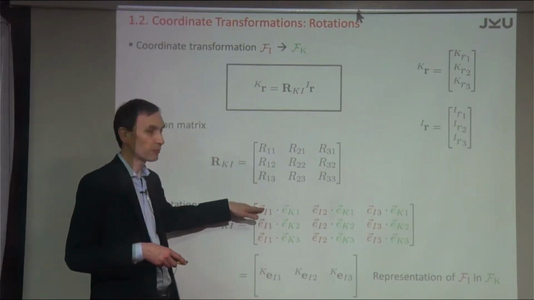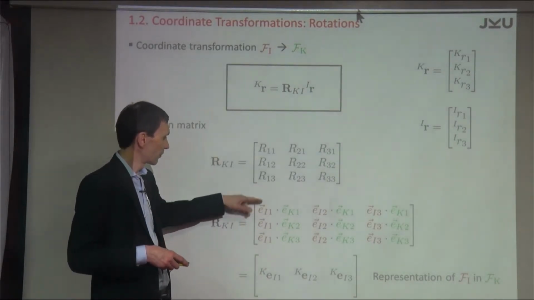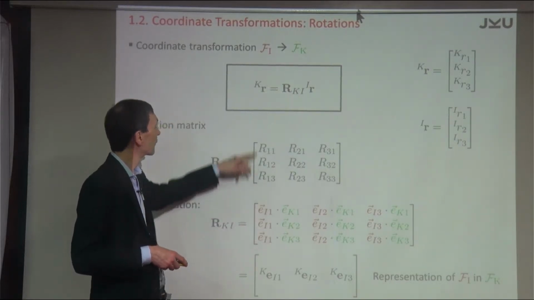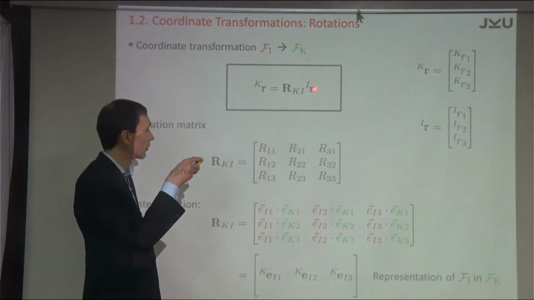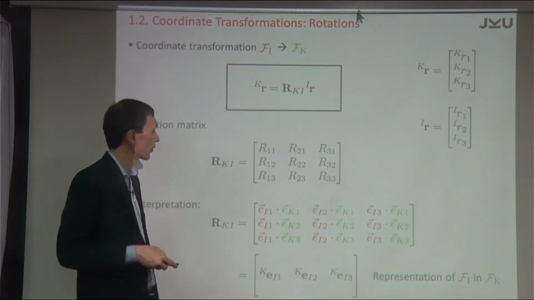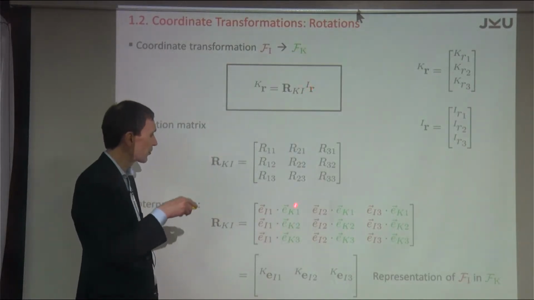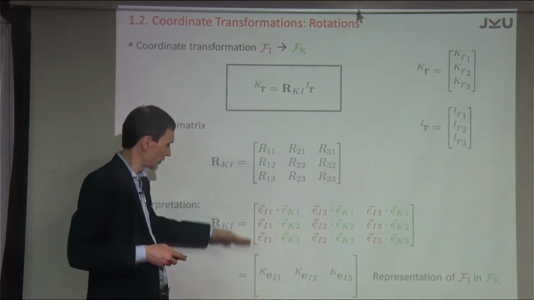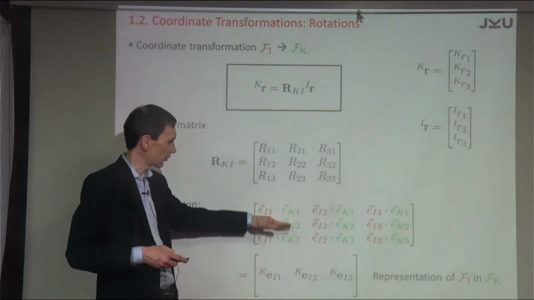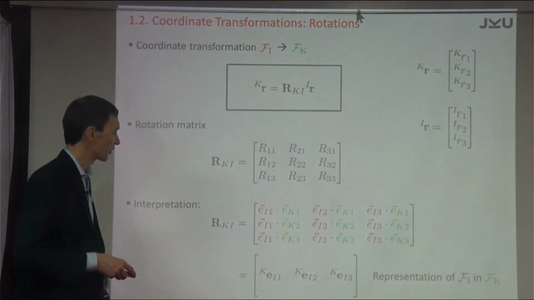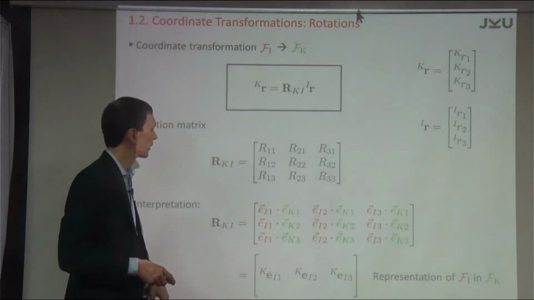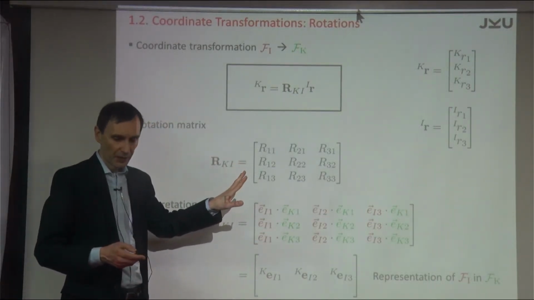Essentially, these are the scalar products of the basis vectors of the frame from which you are transforming, the I frame, times the respective ones, row 1, 2, 3, of the target frame. This is not so important, but in the end you get the matrix, and that's the rotation matrix.